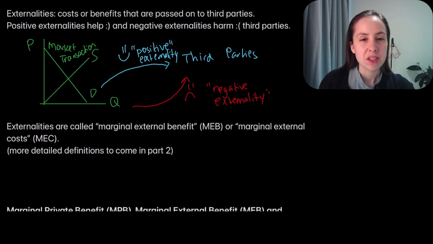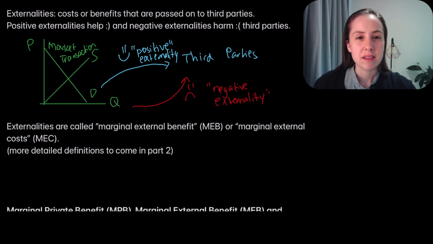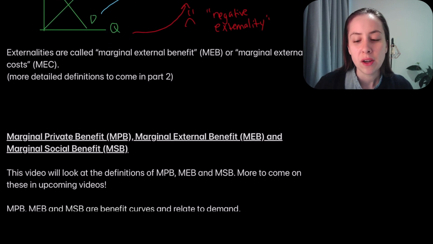And that's it. So your definitions: externalities, third parties, free market equilibrium, social optimum, allocative efficiency. All these are really important. Next video is going to be about MPB, MEB, and MSB.